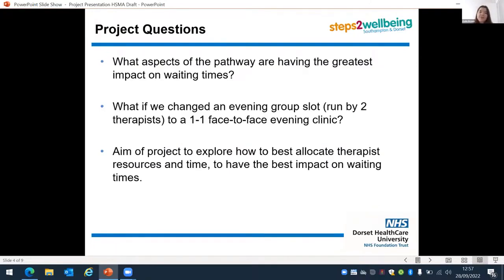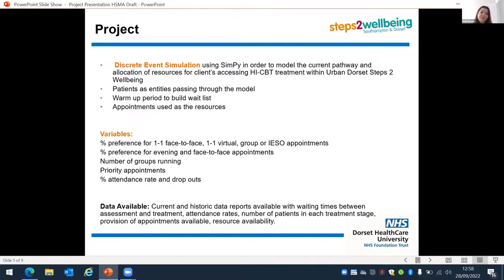So that is the question that we were looking at from this project. What aspects of the pathway are having the greatest impact on waiting times, and also looking at how we best allocate a therapist's resource and time so that we can improve the waiting list as much as we can. So what if we did change an evening group slot, which is run by 2 therapists, to a one-to-one face-to-face evening clinic? That's the question that we were hoping to ask by using this model.